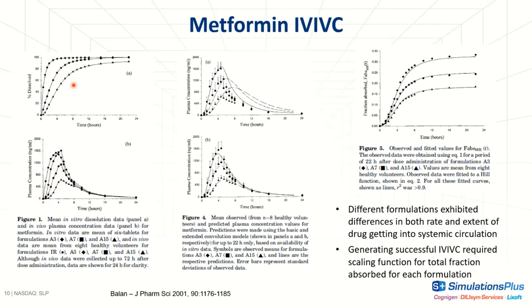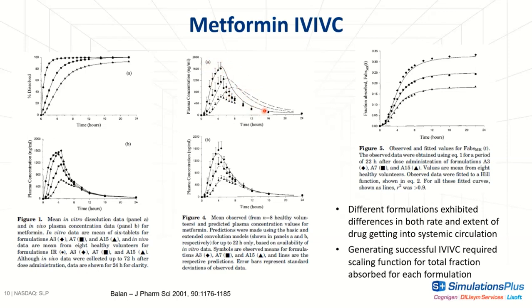And trying to build a simple IVIVC was not very successful because in addition to changing the rate of the release in vivo, the extent of the absorption, the total fraction absorbed, was also changing for the formulations. So the equation that would nicely match the fastest releasing formulation would over-predict the exposure for the slower releasing formulations.